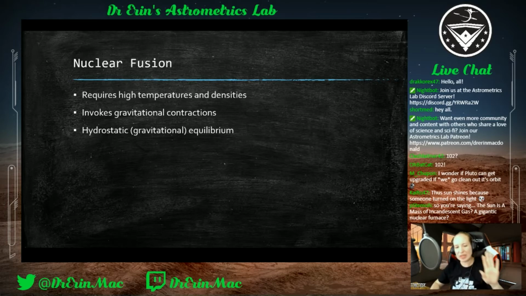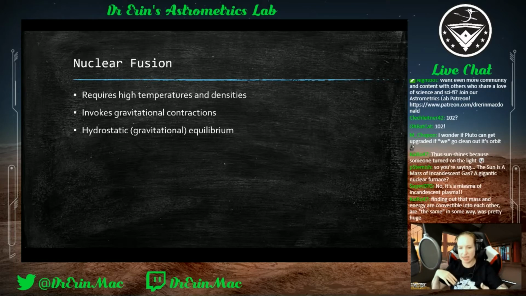So here we have fusion versus fission. Fusion is when you take atoms and you bind them together, and we'll go into the process of how the sun does that. Fission is where you split them apart and release the energy, and that's more traditional of what we do here. And yes, Cairo, exactly. Finding out that mass and energy are convertible and the same in some way is a huge deal.